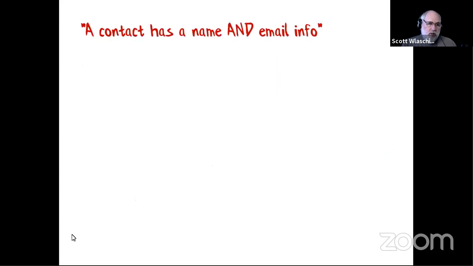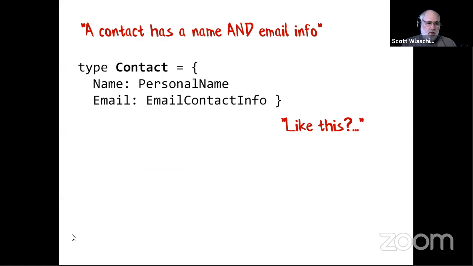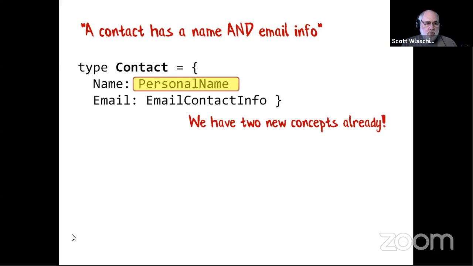So the first thing we say is, when we're talking to an expert, they'll probably say, well, a contact has a name and some email information. So I say a contact is a name and email. So it's an "and", so it's a record with 2 fields. Okay. So I ask the domain expert, is that right? And they say, yeah, okay, that's good. All right. So we have 2 new concepts already. We know these are concepts in the domain that we didn't even think were important. But now we have them.